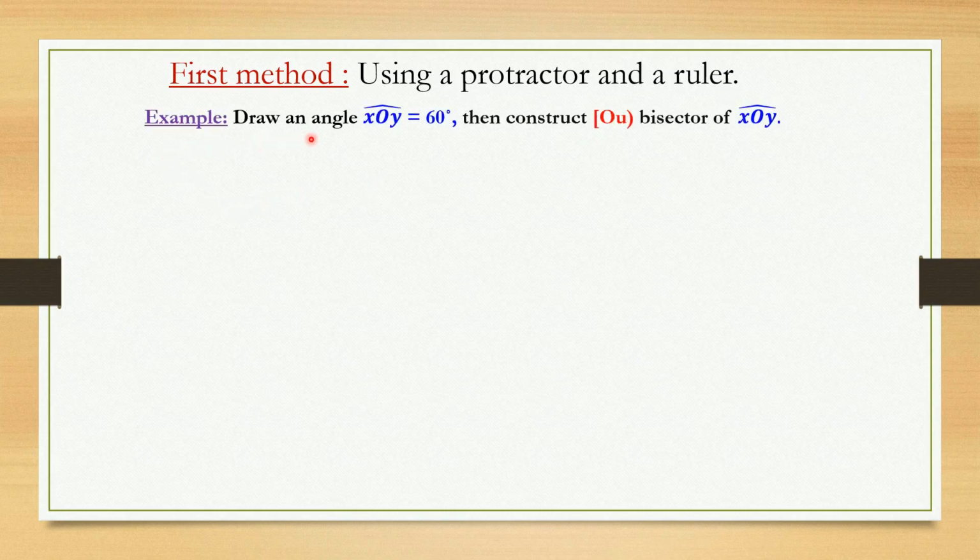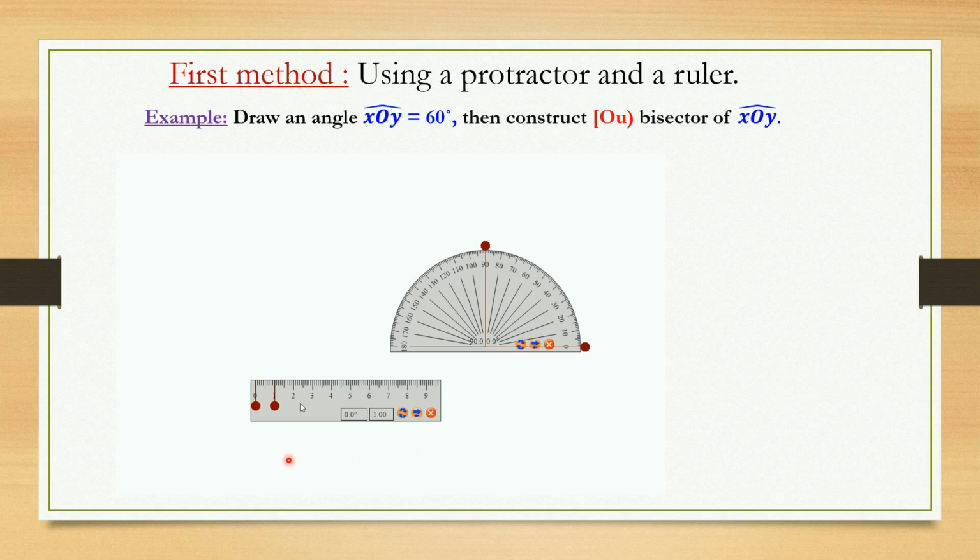Example: draw an angle XOY equals 60 degrees, then construct the semi-line OU, limited by O, unlimited from the side of U, bisector of angle XOY. So first I bring the instruments needed here, a ruler and a protractor. I start drawing angle XOY.